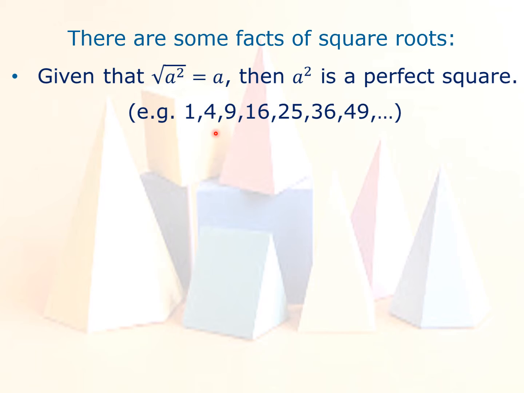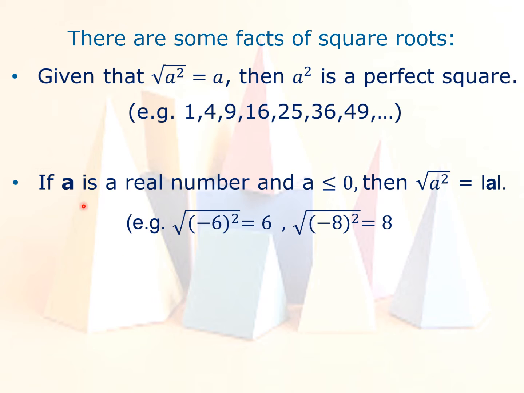Then 2 times 2 equals 4, so 4 is a perfect square. 3 times 3 equals 9, so 9 is a perfect square. 4 times 4 is equal to 16, so therefore 16 is a perfect square. And so on and so forth. There are a lot of perfect squares.